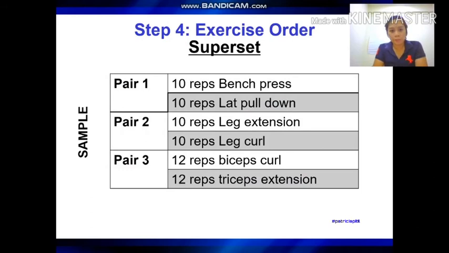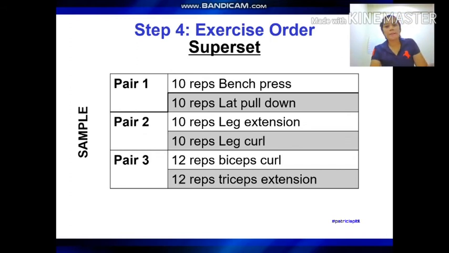Okay, this is a sample superset. Pasangan pertama, 10 reps of bench press, immediately back to back goes to 10 reps of leg pull down. Okay, this is saving time, and it increases the intensity, and the back to back muscles challenge the metabolic stress. Okay, you look at the second example, leg extension and leg curl. Leg extension, the quads muscle, leg curl, hamstring. The third pair, biceps curl and tricep extension. These are the keywords of doing superset: back to back, no rest in between, minimal rest maybe.